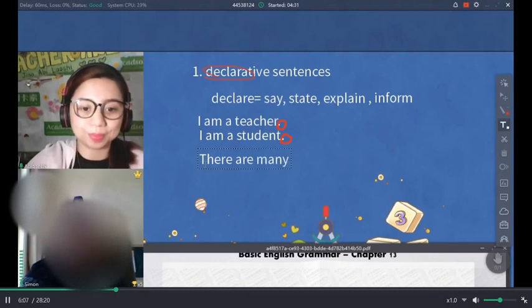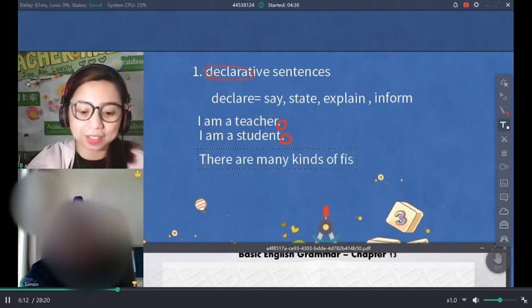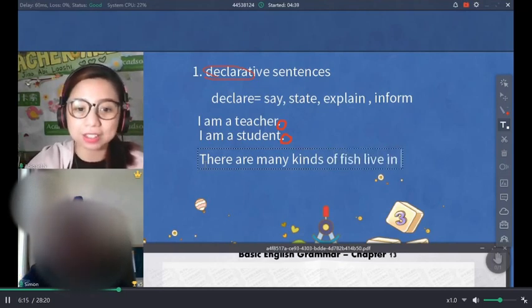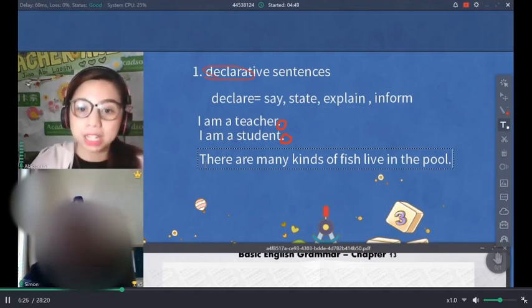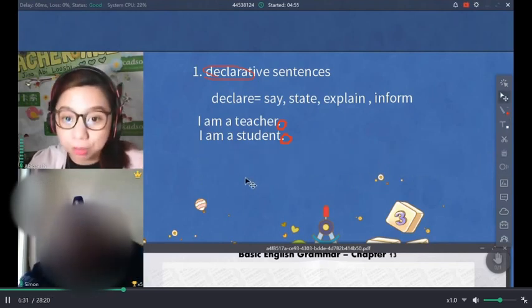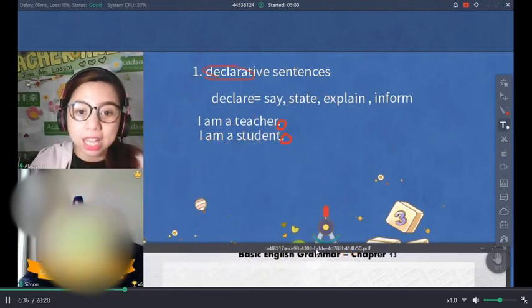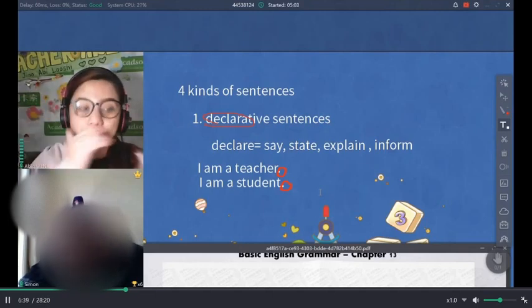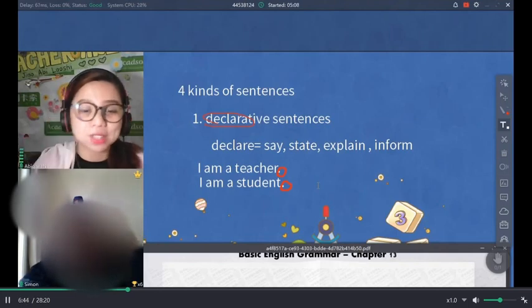There are many kinds of fish live in the pool. Okay, live in the pool. I see. There are many kinds of fish that live in the pool. Yes, good job. Okay. Well, this is just our start. Later I will explain to you more what declarative sentences are.